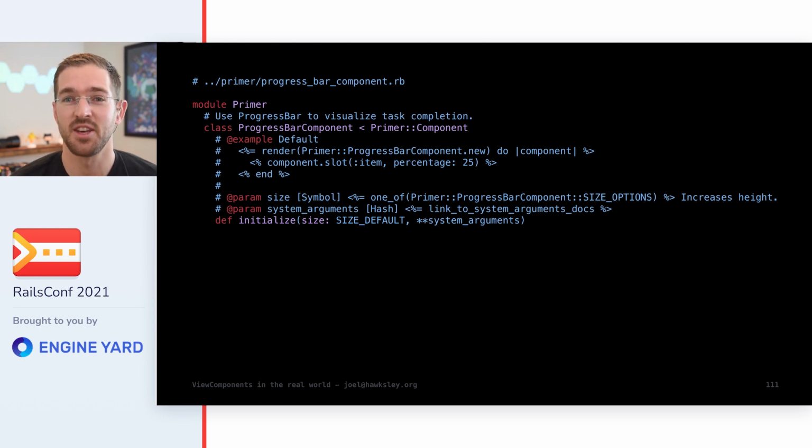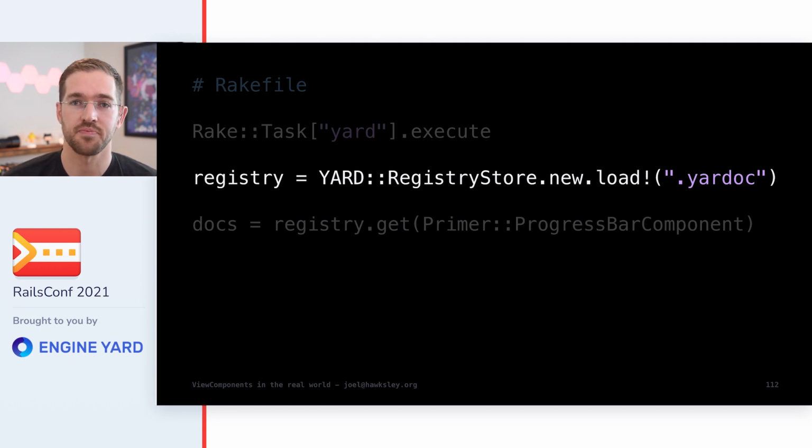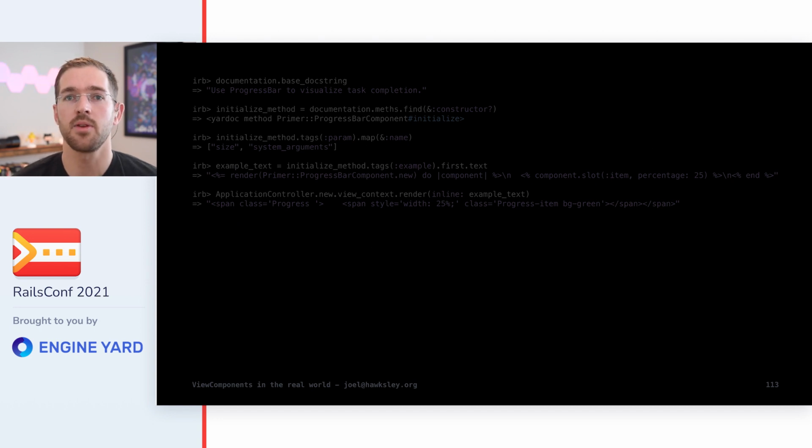This allows us to keep our documentation alongside our code, making it more likely to stay up to date. But then the fun begins. We actually use these annotations to generate our documentation site. And here's how we do it. So in the library's rake file, we start by running the yard rake task, which parses the project for yard annotations. We then load the parsed yard annotations into the yard registry store object, which we can then use to retrieve the documentation for our specific component. At that point, we now have the parsed documentation available in a Ruby object, so let's inspect it.